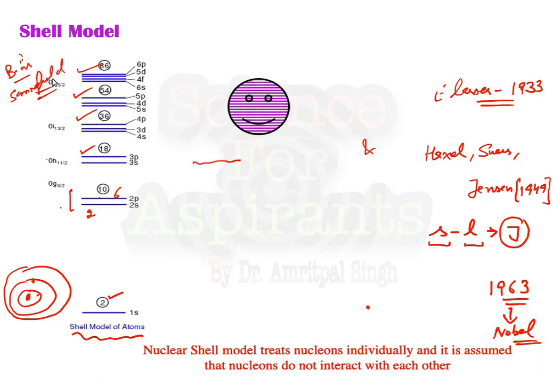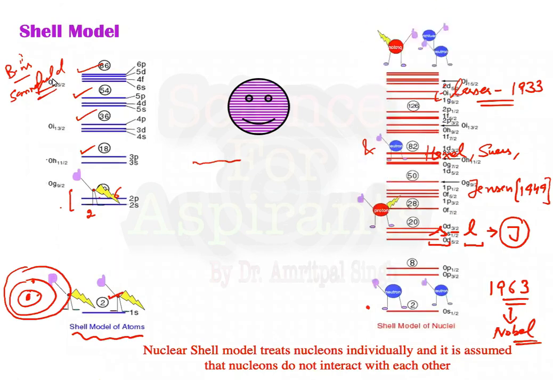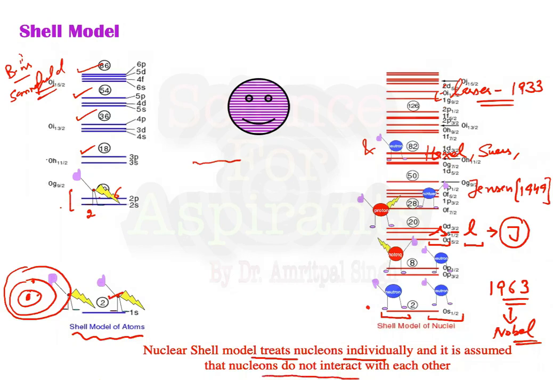So they use the same analogy for the nucleons present within the nucleus. Now, if you check these nuclear models, what they said is that the nucleons, like the neutrons and protons, are interacting independently. So the nucleons are treated individually, and it is assumed that they do not interact with each other. The proton is not interacting with the neutrons, and similarly the neutrons are not interacting with the protons.